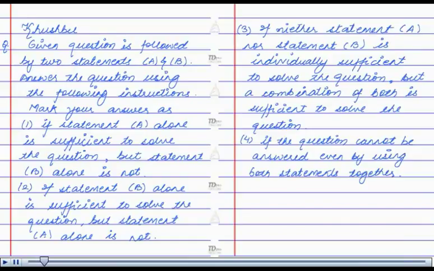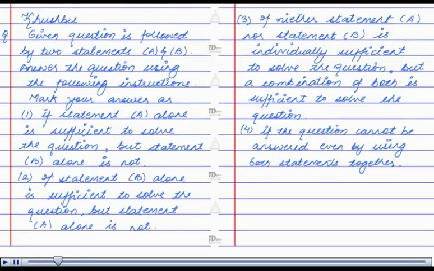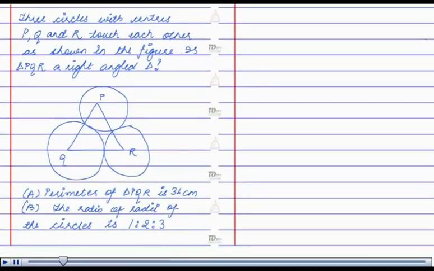Answer the question using the following instructions. A set of 4 instructions has been given, which is followed by the question. 3 circles with centers P, Q and R touch each other as shown in the figure. Is triangle PQR a right angled triangle? Statement A is perimeter of triangle PQR is 36 cm and statement B is the ratio of radii of the circles is 1:2:3.